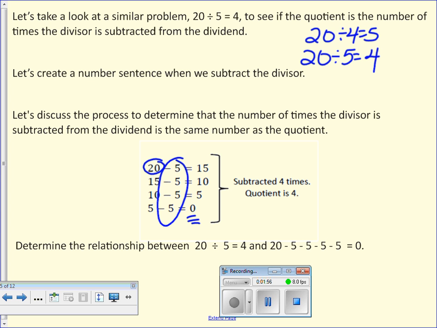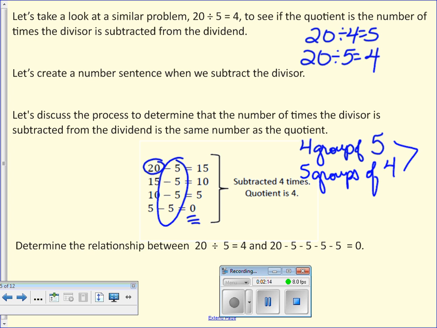4. So sometimes we could have 4 groups with 5 in each group, or we could have 5 groups of 4. And those are the two things we're going to be focusing on today. Identifying how many groups and how many are in the group. Okay? So groups and how many are in the group. All right, let's continue and look at that.